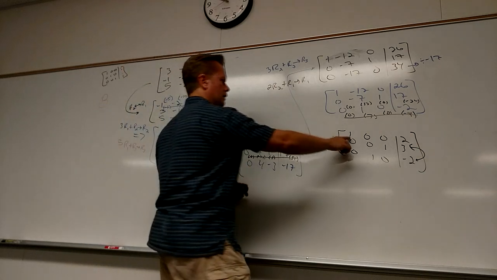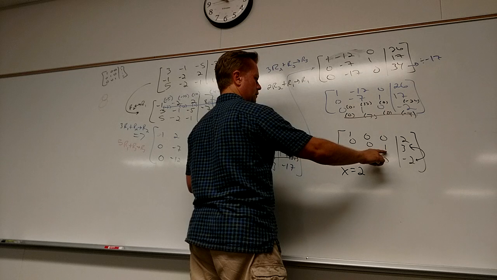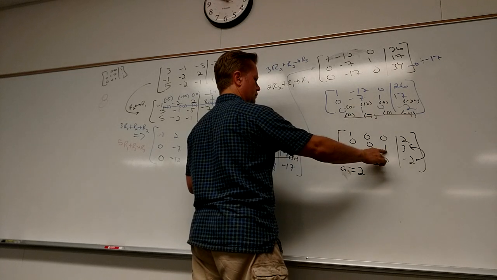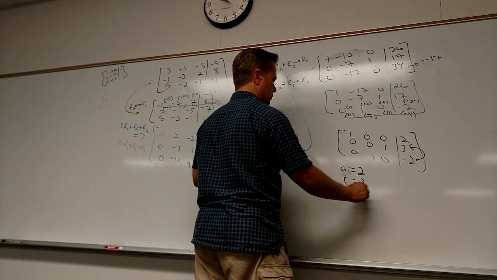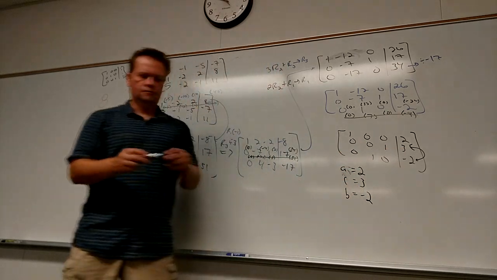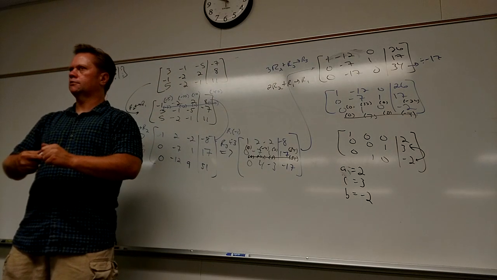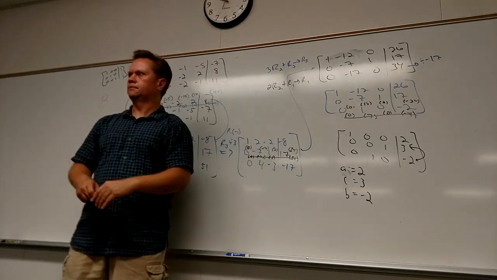Right, what's this say? A is 2. Just remember this: A, B, C. What's this one? C is 3. And B is negative 2. It's just out of order, so you have to make sure which variable it's referencing. If I flip them, then I just go A, B, C. Bam.